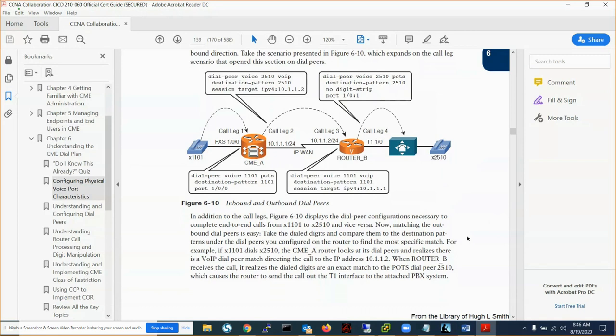When router B received the call, it realized the dialed digits are an exact match to the POTS dial peer 2510, which causes the router to send the call to the T1. So I talked about that just now.